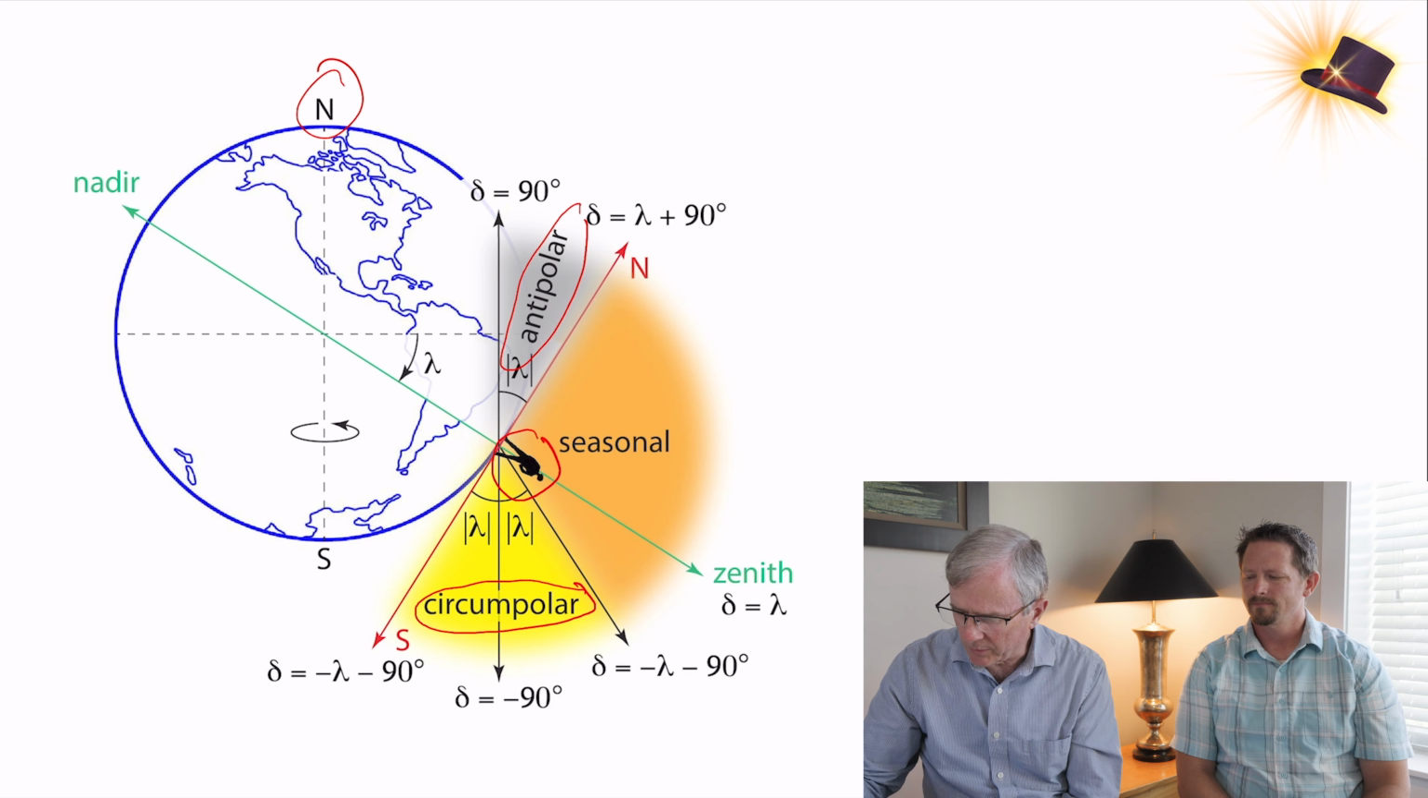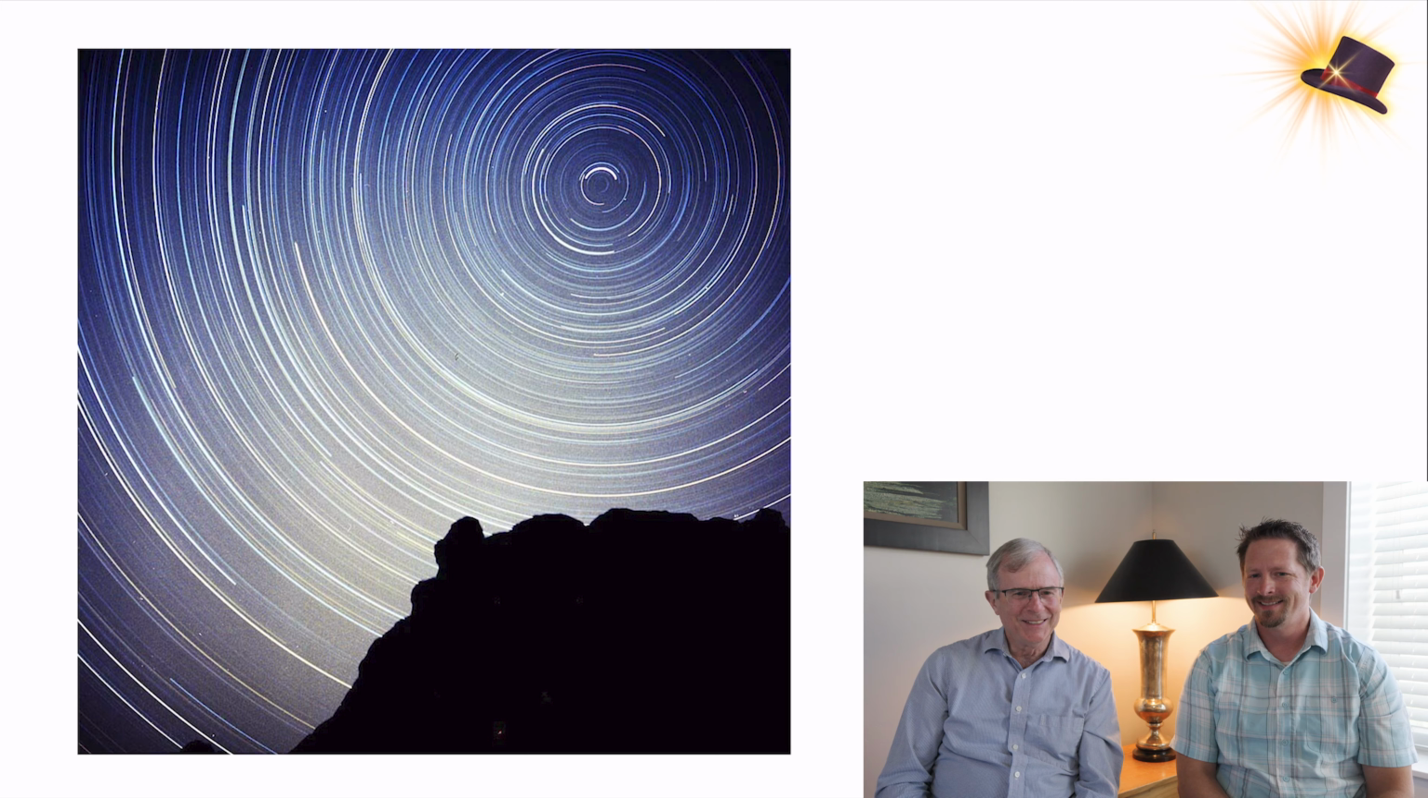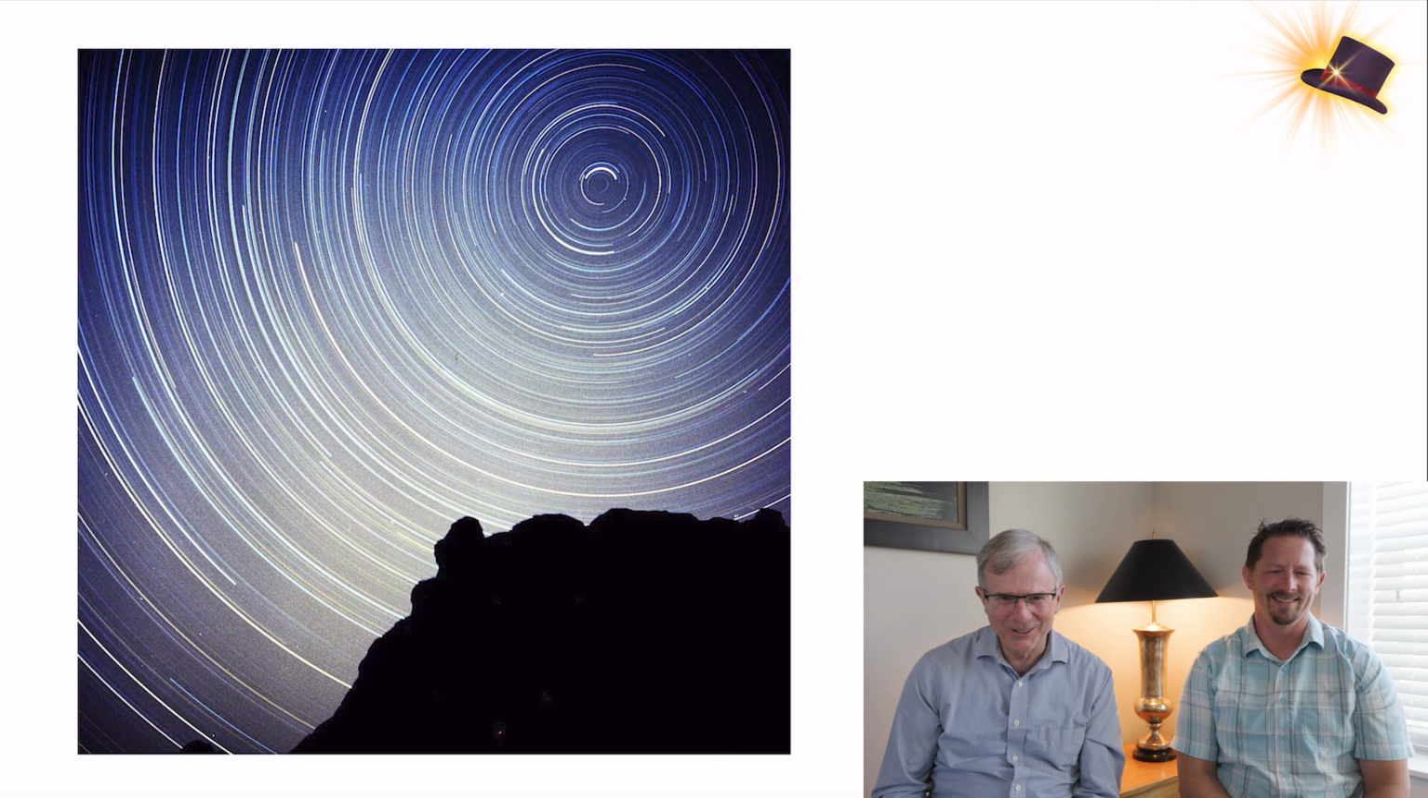All right, so this is a beautiful photograph of circumpolar objects. And I think it was taken in the northern hemisphere. They got some really bad star trails on that. They did. Yeah, so star trails are something we generally try to avoid in astrophotography, but in this particular case, they're what we're looking for. Yeah, they're really pretty.